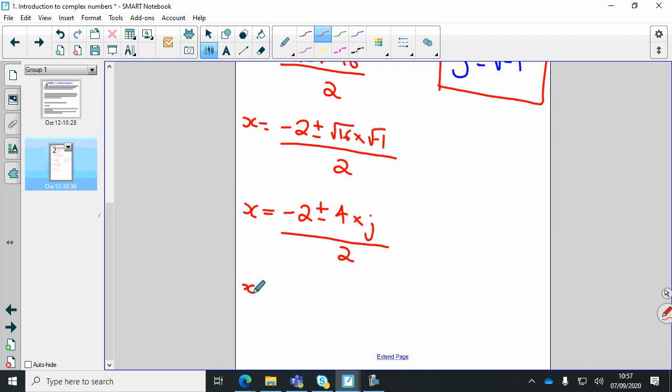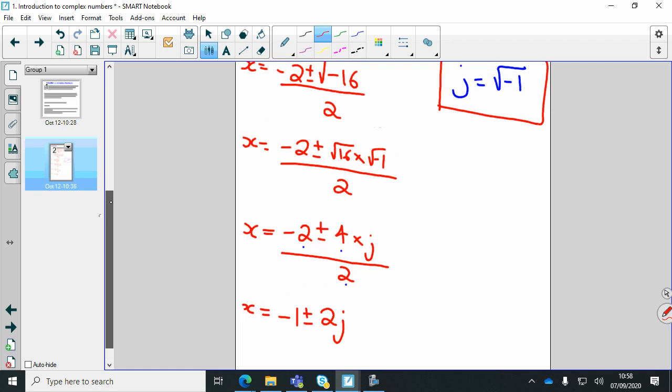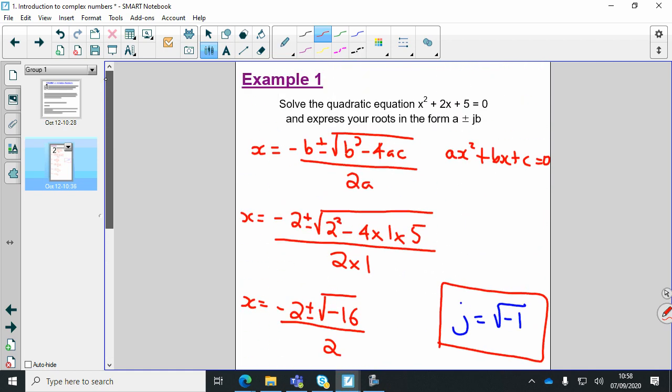Both of these numbers can be divided by the 2. So 2 divided by 2 is 1, so negative 1, plus or minus, and then 4 divided by 2 is 2j. So we've got an answer. It doesn't exist in reality, but it exists in theory as a solution to the equation up here.